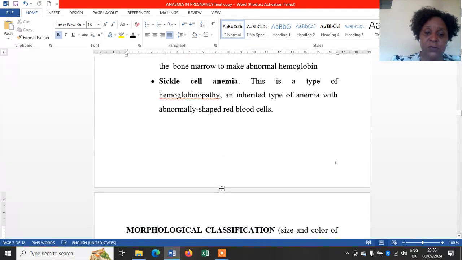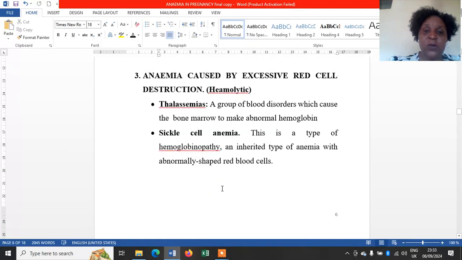And then we can also have anemia due to excessive red cell destruction, and we call it hemolytic anemia. And under hemolytic anemia, we have the thalassaemias, which is a group of blood disorders which cause the bone marrow to make abnormal red blood, abnormal hemoglobin. So thalassaemias are types of cancers which invade the red bone marrow and it fails to make a normal hemoglobin.